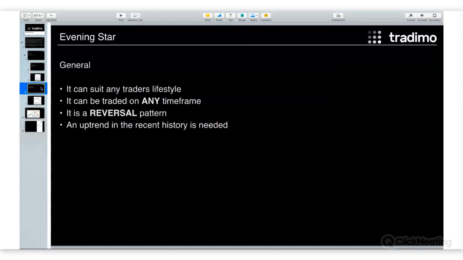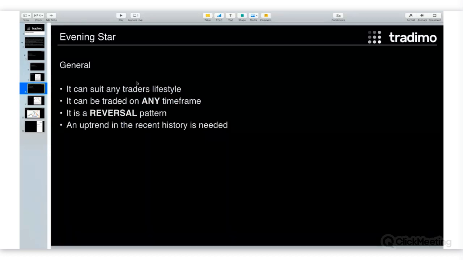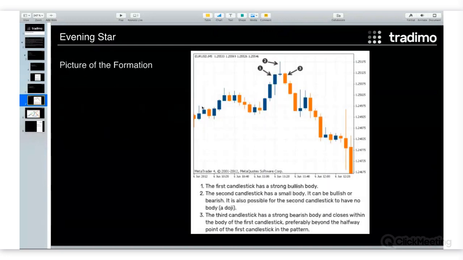Let's have a look at the evening star formation. The evening star formation is pretty much the same. Of course, it is not exactly the same, but we use this reversal pattern again on any time frame. It's suited to any trader's lifestyle, and the only difference is that an uptrend in the recent history is needed, because it's a reversal pattern for an upcoming down move. We want to go short with the evening star formation, and we want to go long with the morning star formation.